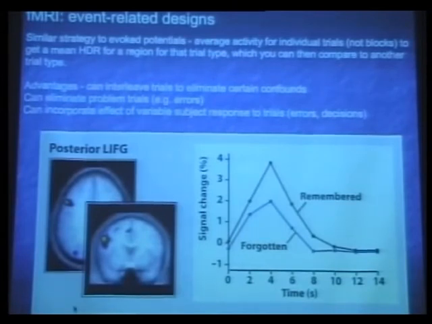It allows you to do a few things if you look at a trial-by-trial basis. For example, if you have a trial where you're having a subject actually make a response, if they make errors, you can eliminate the trials that have errors from your data.